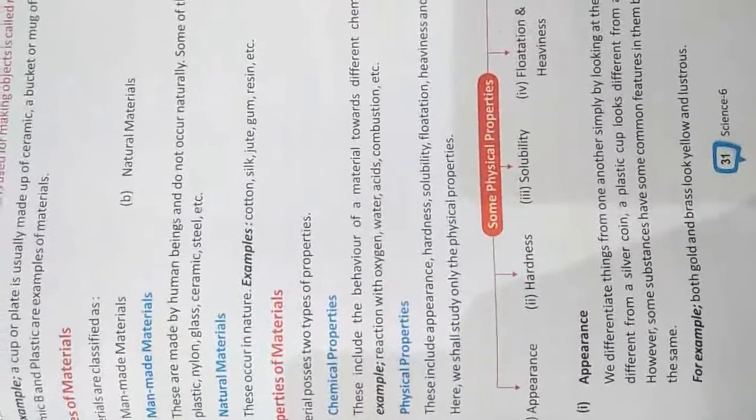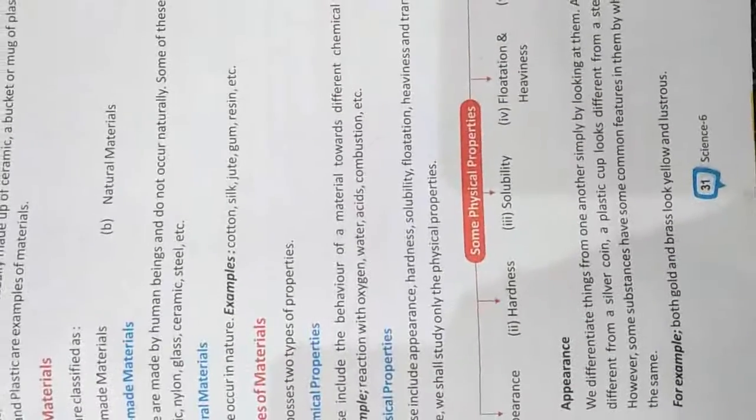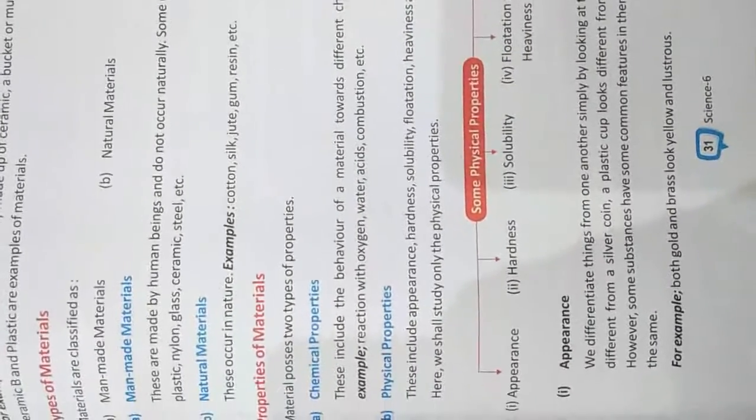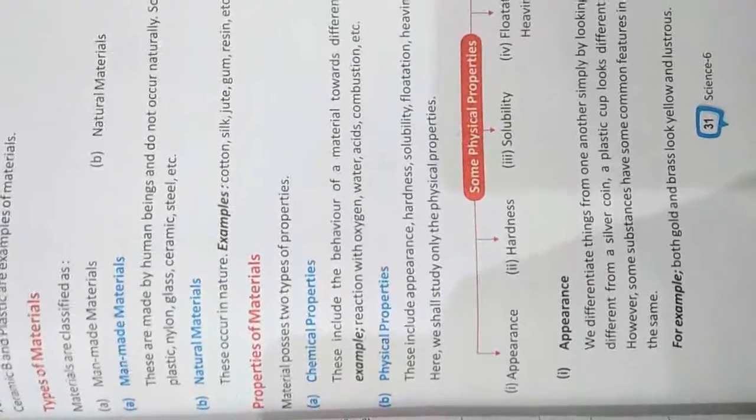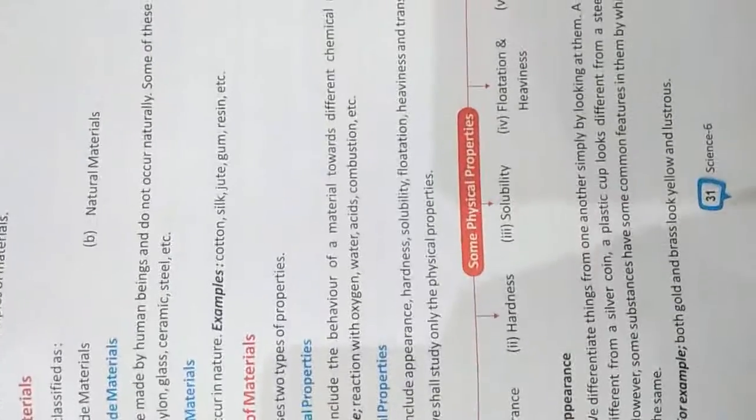So properties of materials. Here we have two properties of material: chemical properties and physical properties. Chemical properties include the behavior of the materials in different chemical reactions, for example, combustion, reaction with water, acid and oxygen. And the second is physical properties, which include appearance, hardness, solubility, flotation, heaviness and transparency.